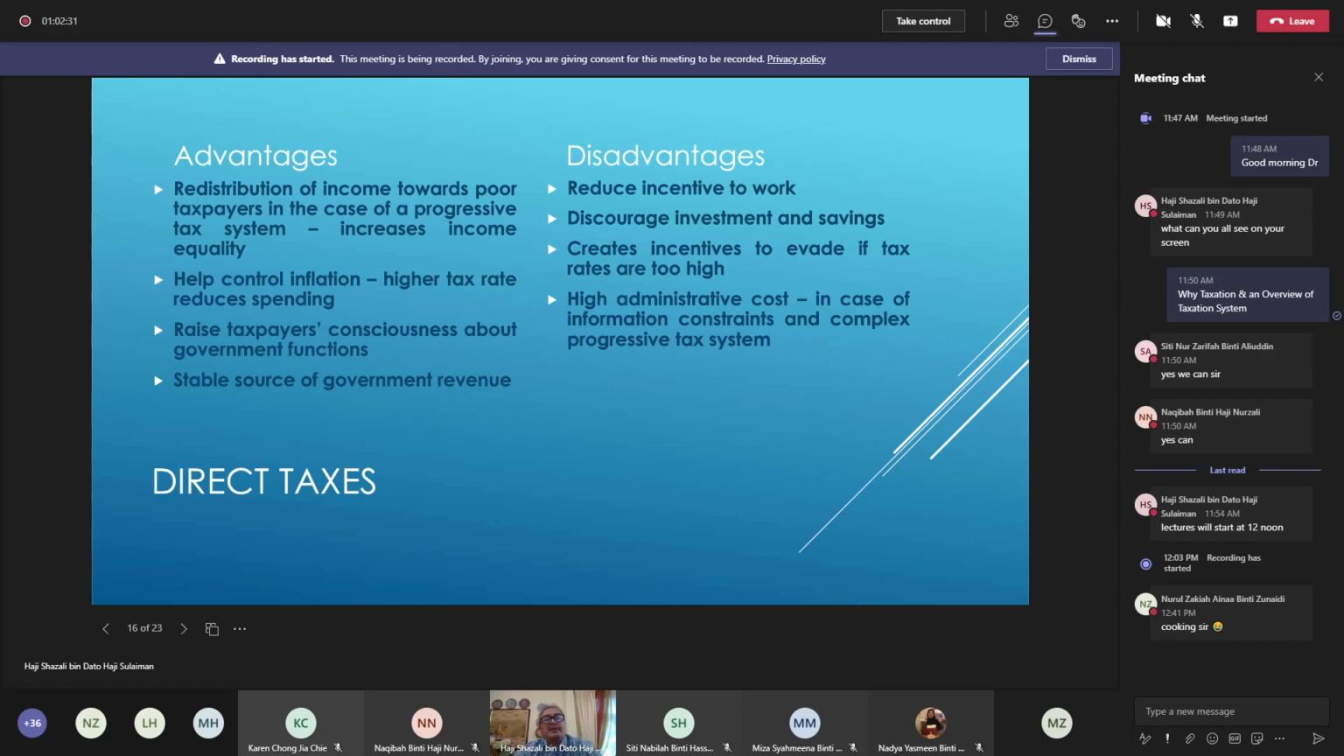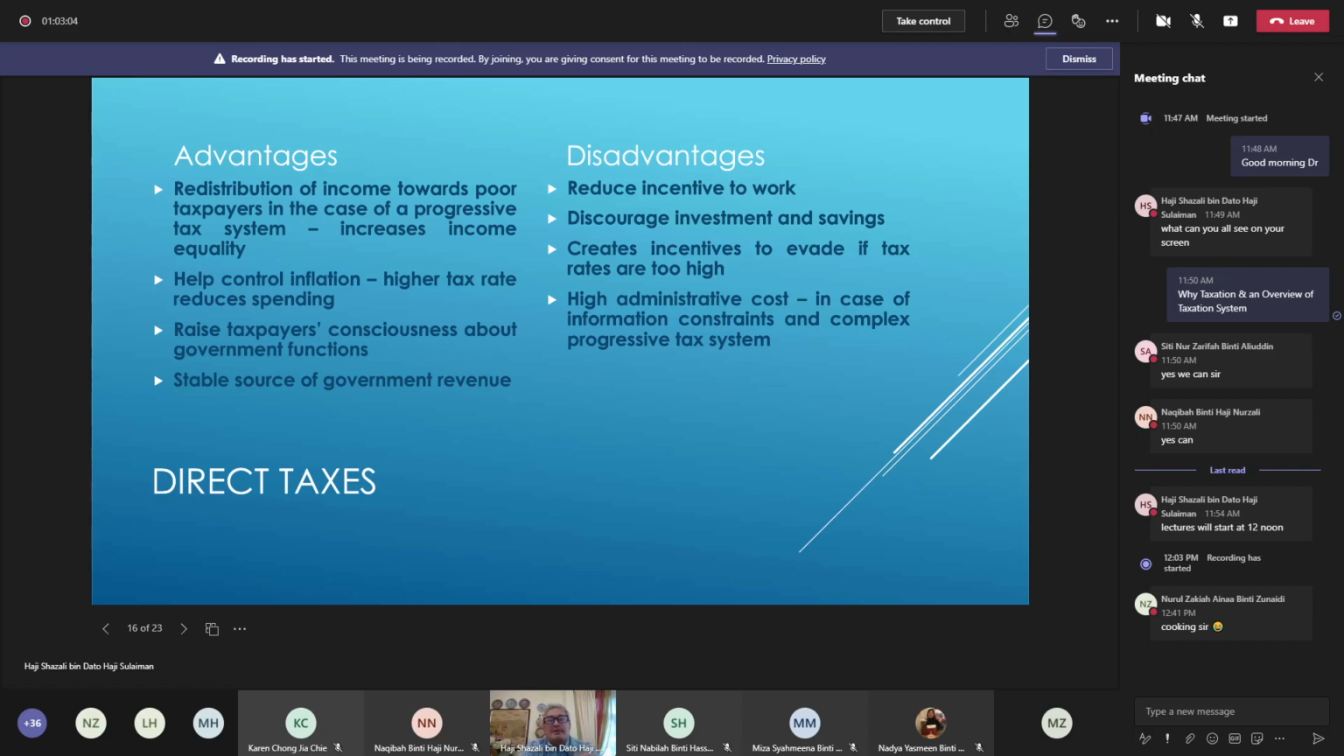The advantages of direct taxes, it of course raises the taxpayers' consciousness about government function, and it's a stable source of government revenue. When you Google search, you will find that the most common tax system will be corporation tax, income tax, and VAT or GST. Because there is probably an equal distribution in terms of how much government collects on each of these three different taxes. What are the disadvantages?